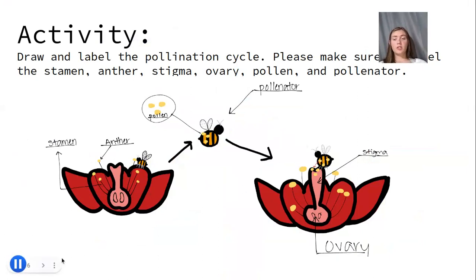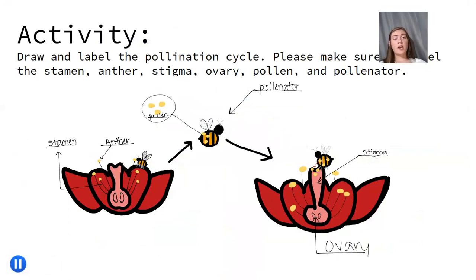So as you can see here, I've drawn out the cycle. I've also added color. You don't have to if you don't want to. Get creative if you want. I've shown the two flowers, and I've also shown the bees coming down onto the flower and coming up and flying over to the next flower. I've also labeled each structure so that you can see the different structures within the flowers and even the pollen and the pollinator.